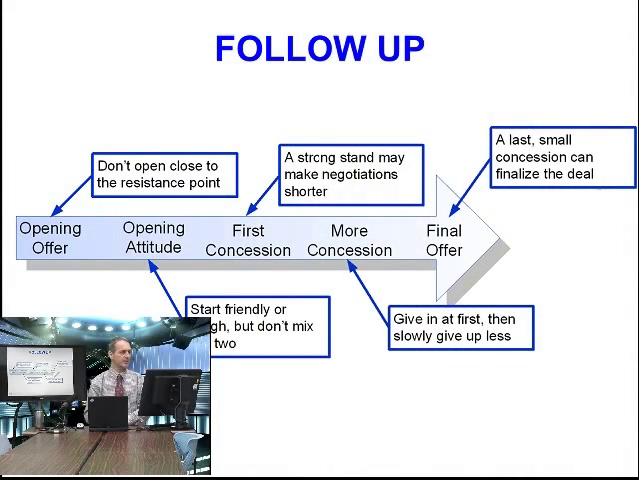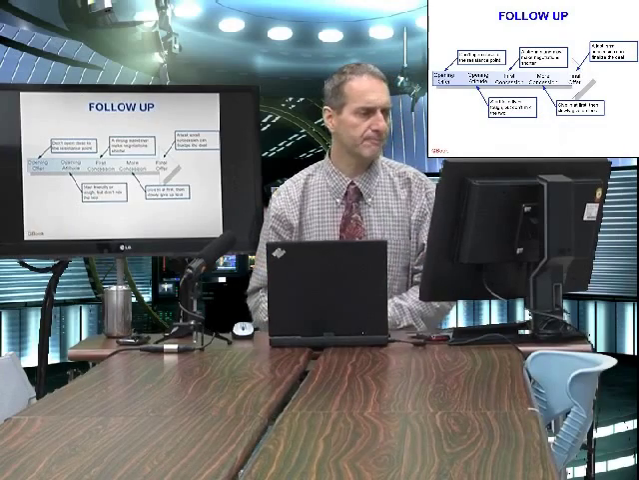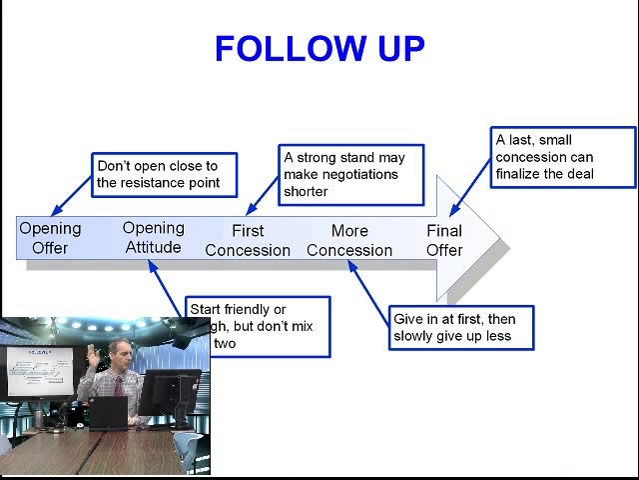And in this diagram, we can see what I'm talking about, a little bit more graphical, right? Let me give you a nice clear look at that. So we have an arrow, right? And this is moving through time. So we're going to be moving across time from the opening offer up here over to opening attitude, first concession, more concessions, final offer over there at the end. So we begin and then we continue until the end. So what happens when we have our opening offer?